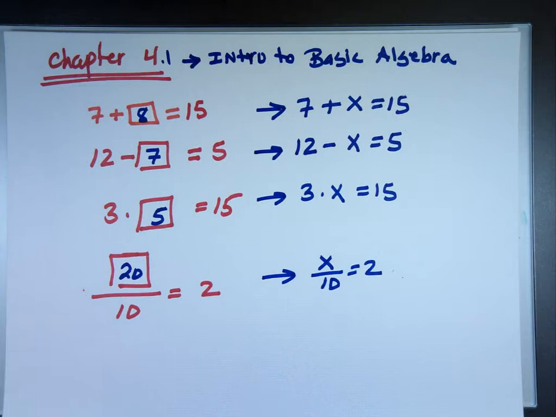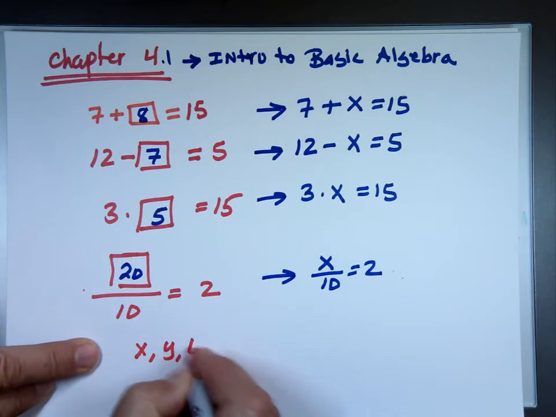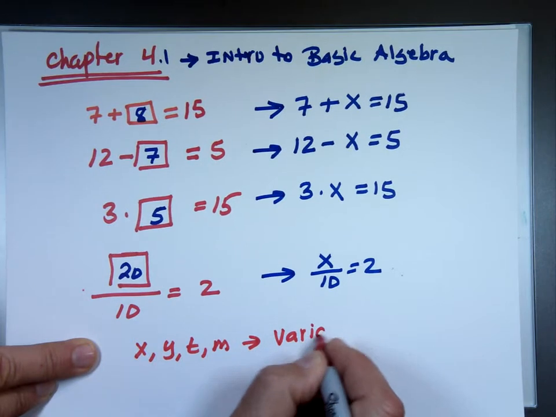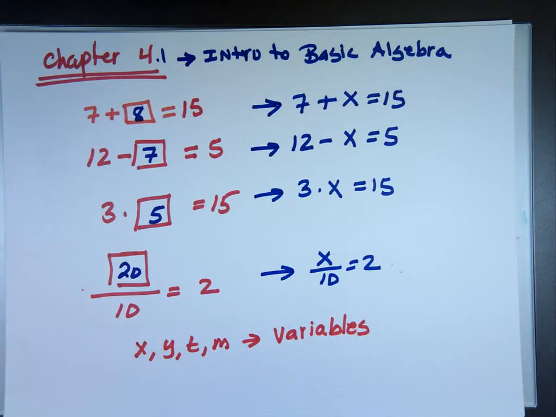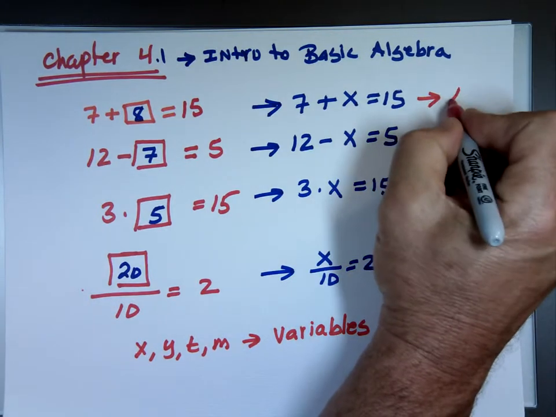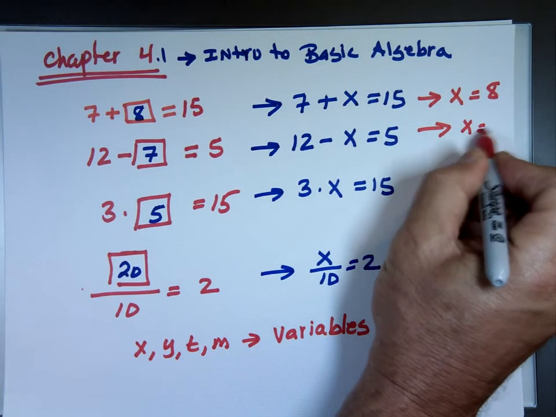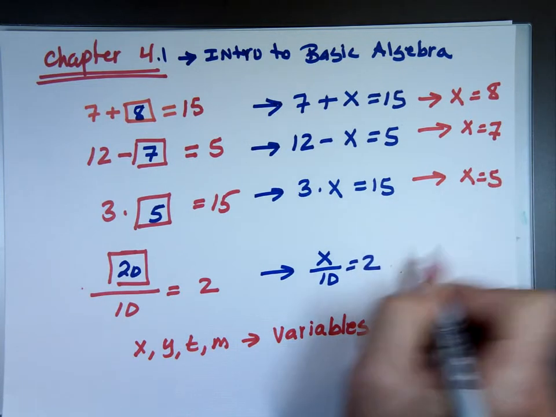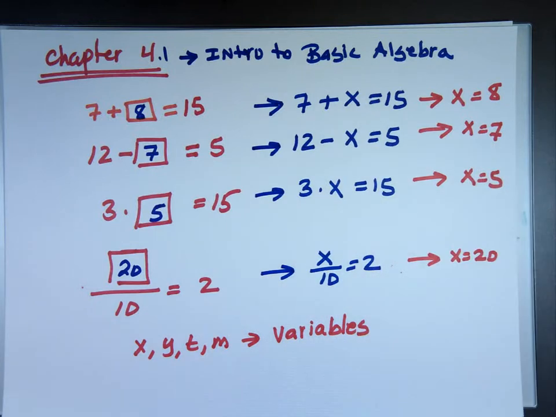Variable. Exactly. So these letters that you see, X, Y, T, M, we call them variables. Why do they call them variables? Because their value changes from problem to problem. In this example, what is X equal to? We said 8. In this, what's X equal to? 7. In this, X equals 5. This one, X equals 20. So the value of X is changing.